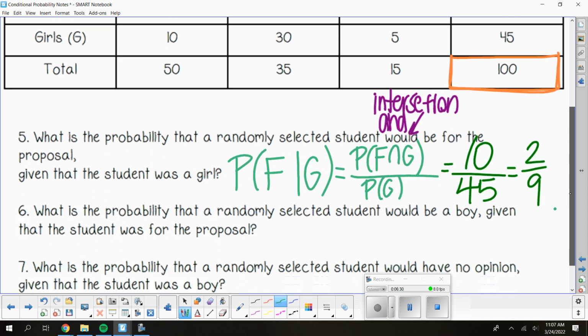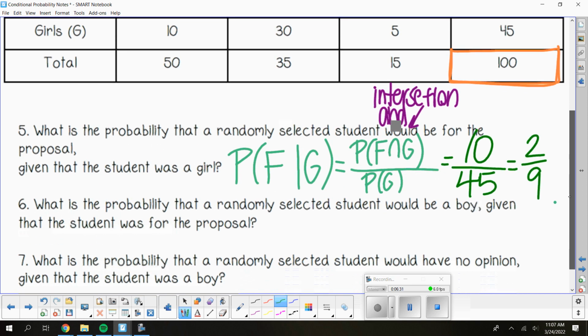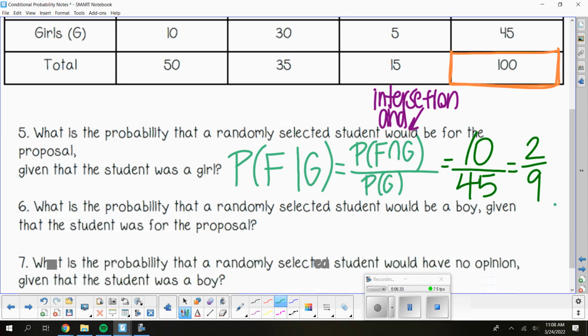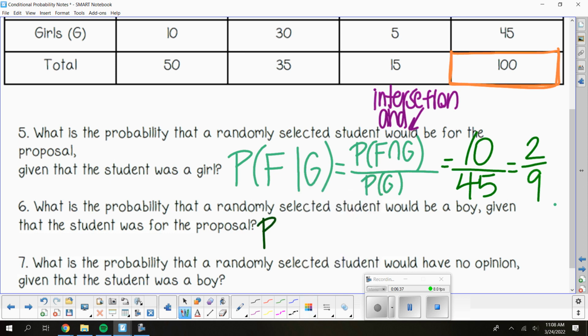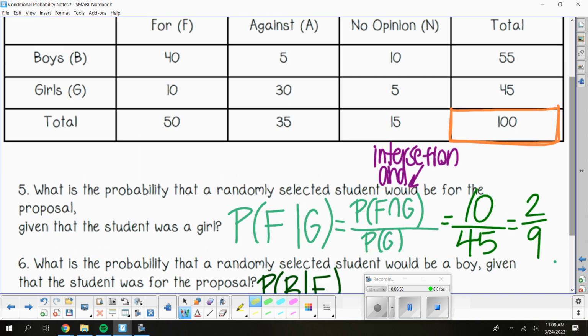Okay, let's look at the next one. What is the probability that a randomly selected student would be a boy given that they are for the proposal? So probability of boy given for. Well, I'm going to go to just my for. I only care about the ones that were for because I know that I'm only looking at that column to figure out who are my boys.